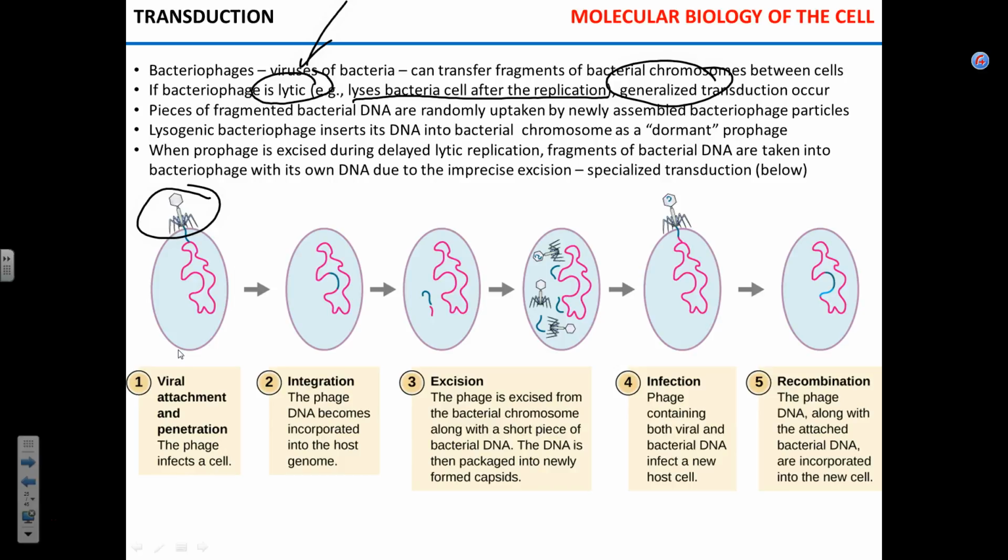Some phages have an interesting capacity. They don't kill the cell. Instead, their DNA gets incorporated into the bacterial chromosome. Such phages are called lysogenic. That's the word, lysogenic. You can imagine, lysogenic means that they can produce lysis, but not right away.